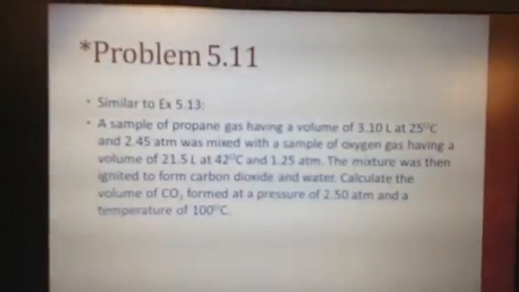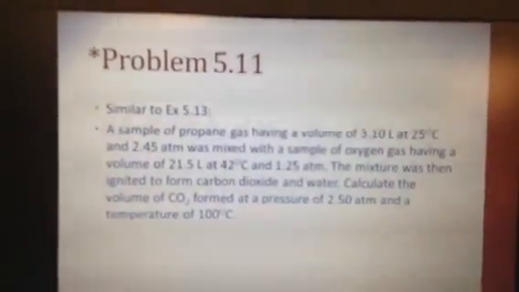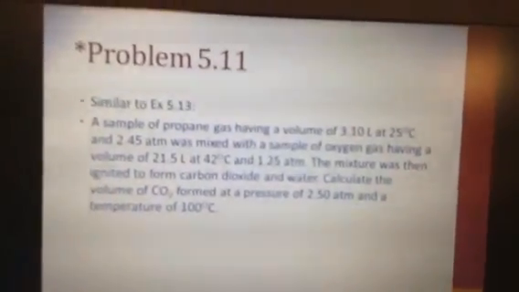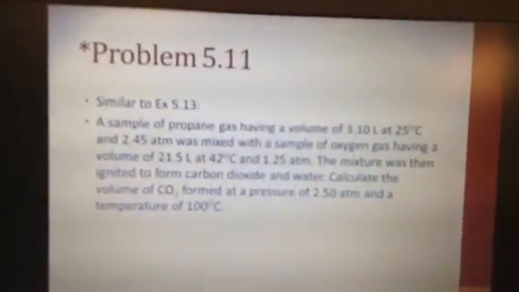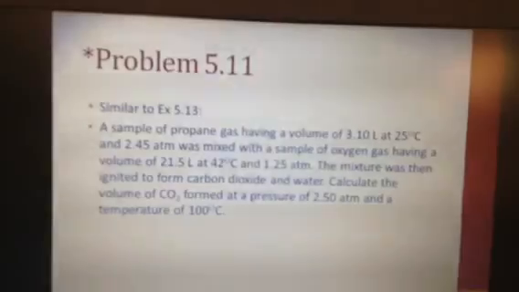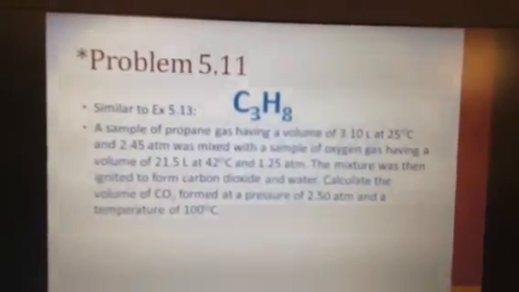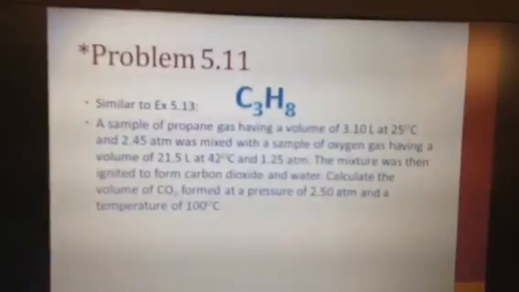Alright, I see reactants, I see products. Probably going to need to write a balanced reaction. Well, then we want to calculate the volume of carbon dioxide formed at 250 atmospheres and a temperature of 100 Celsius. So another pressure and temperature. So, propane is C3H8. If that's all you needed, go ahead and write your balanced equation.